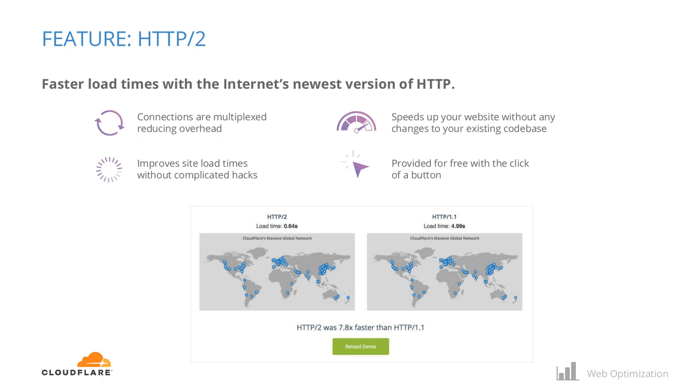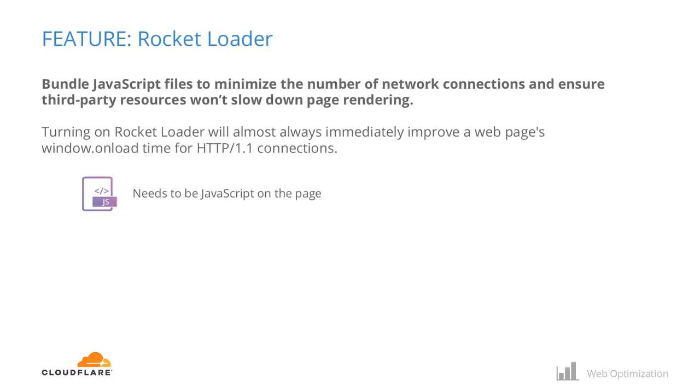Last but not least, let's talk about another site optimization feature that also helps speed up site load time, called Rocket Loader. Rocket Loader automatically bundles JavaScript files, optimizing your pages to minimize the number of network connections and ensure even third-party resources won't slow down page rendering. Rocket Loader is really beneficial for HTTP version 1 connections, as it allows JavaScript to be loaded asynchronously, thus decreasing the site load time. Rocket Loader isn't necessary if there's no JavaScript on your page or if all connections already use HTTP2.